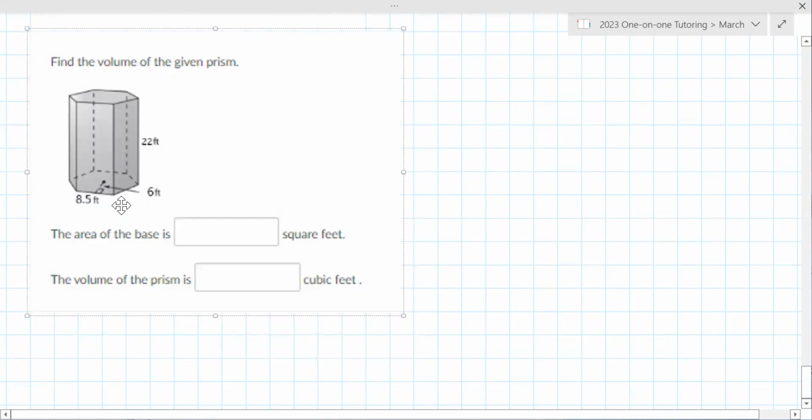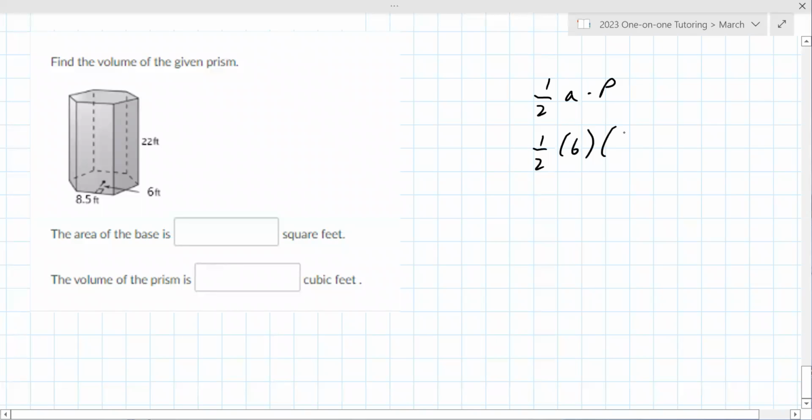So the area of the base, glad you reminded me earlier, the area of the base is 1/2 the apothem times the perimeter. They give you the apothem of 6, and then the perimeter is 6 times 8.5. Okay, so let me do that calculation here for you. Okay, so I got 153. Does that match your answer? No, I got 411.